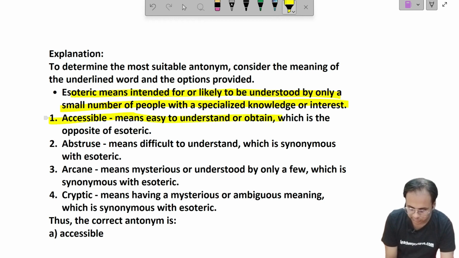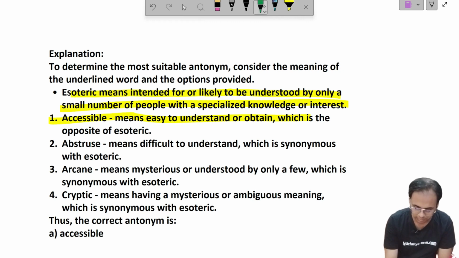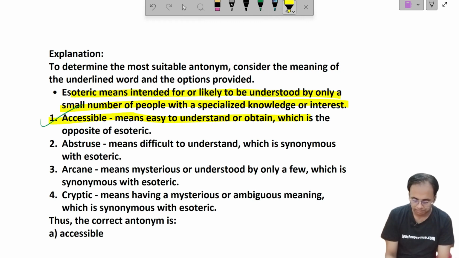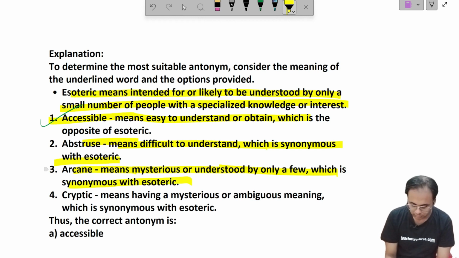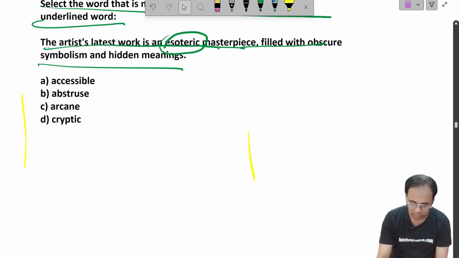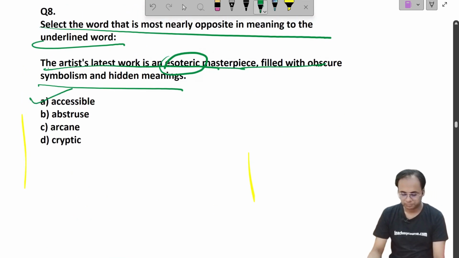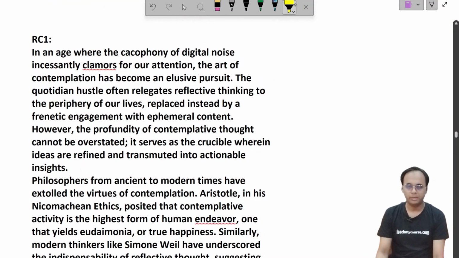First one is accessible, which means easy to understand. It is obviously the antonym of esoteric here. Though this can quite probably be the right answer, let us see the second option. Abstruse means difficult to understand, which is synonymous with esoteric. Then the third one is arcane, which means mysterious or understood by only a few, which is synonymous with esoteric. Then comes cryptic, which also means having a mysterious or ambiguous meaning, which is synonymous with esoteric. So obviously the first option is true, which is accessible, which is just its opposite. It is its antonym.